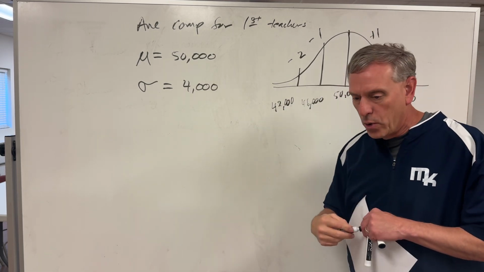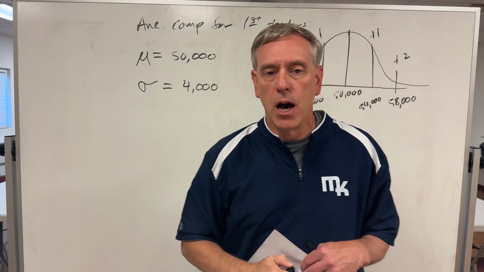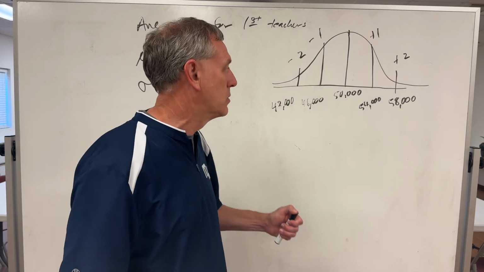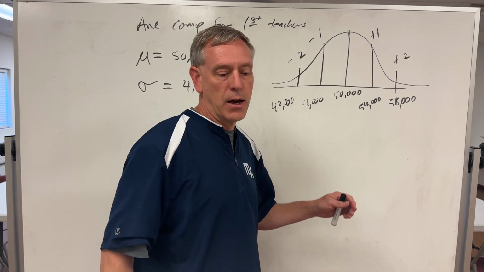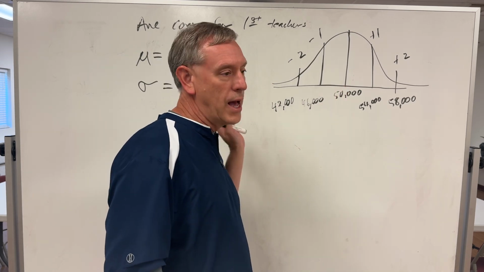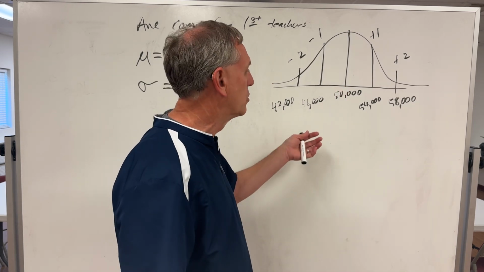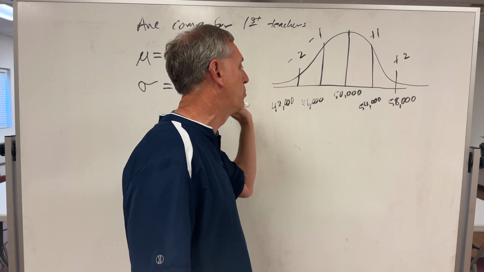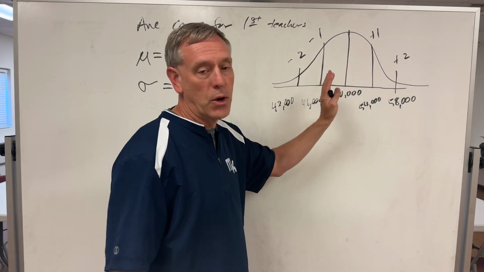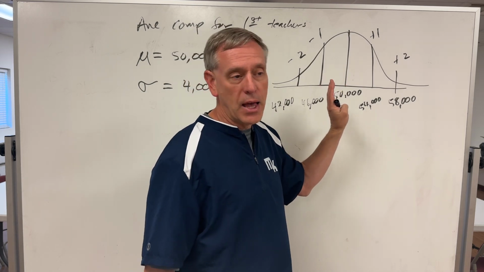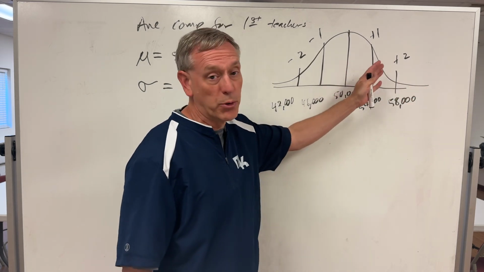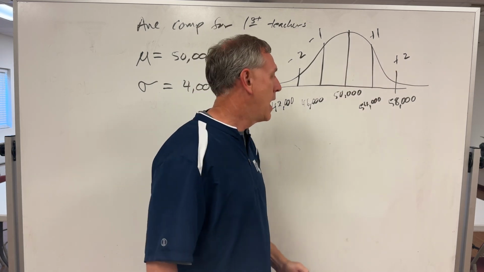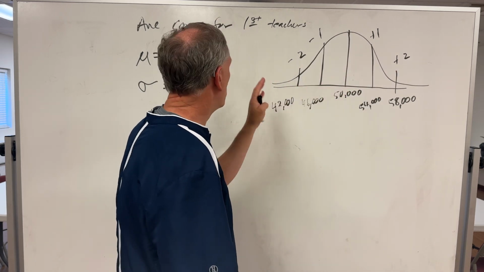So if you ask the question, what's the probability of a first-year teacher in the state of Texas getting $50,000 or less, the answer is 50%, because half the data is below 50,000. And if you ask the probability of getting 50,000 or more, the answer is also 50%, because half of the data points are 50,000 and above. So this is a normal curve.